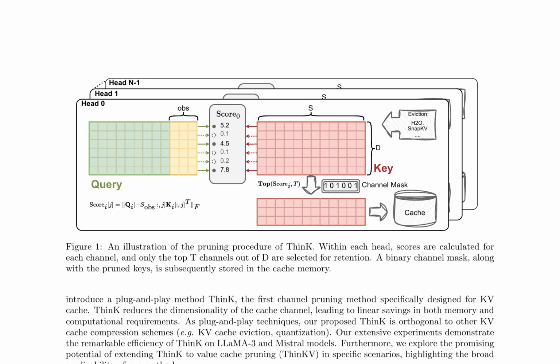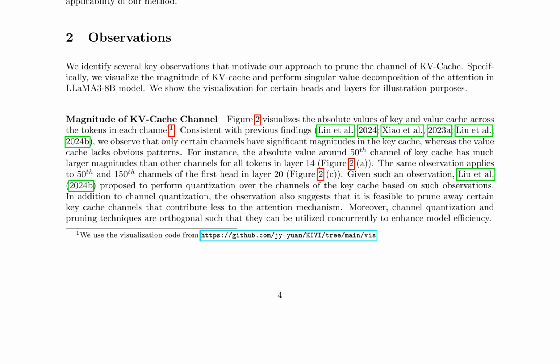Contributions. This work pioneers the investigation into the sparsity structure of the channels in the KV cache. Specifically, we discovered that the activated key cache is sparse given a specific query. This insight allows us to prune the key cache channels using a query-induced norm. Inspired by this phenomenon, we introduce a plug-and-play method, ThinK, the first channel pruning method specifically designed for KV cache.